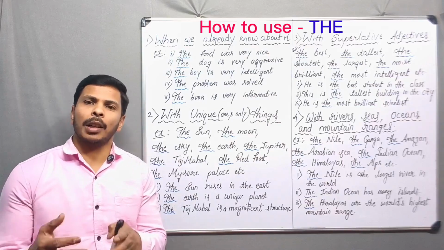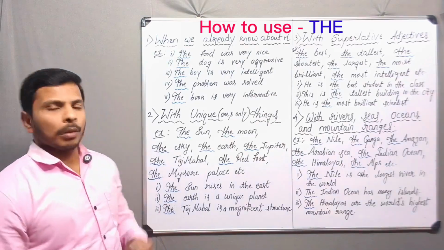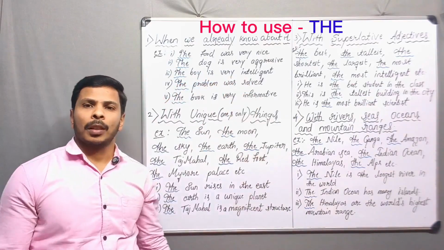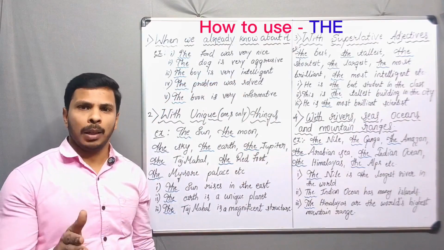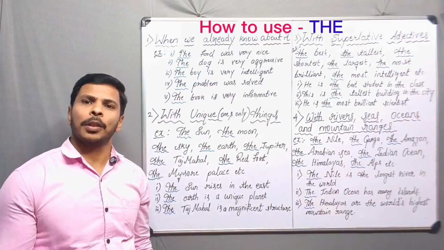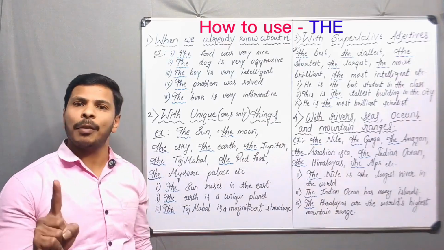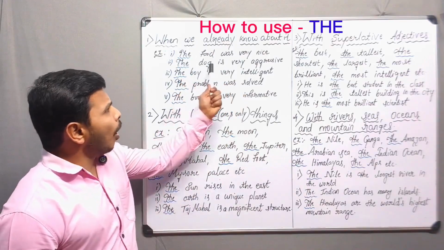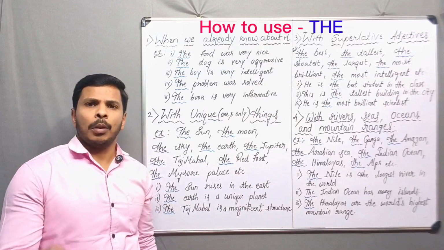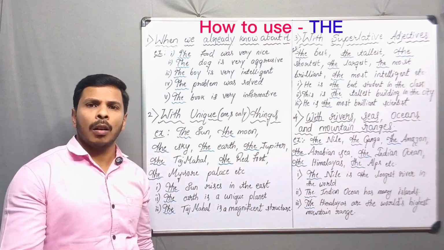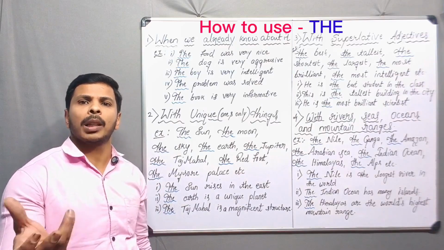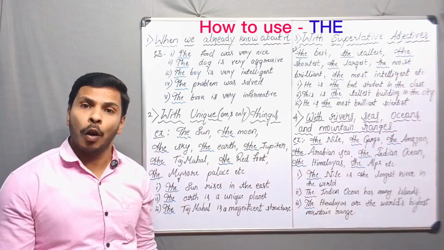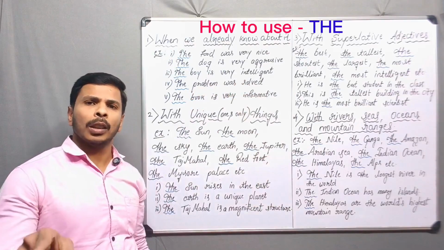very well, which you are already familiar with, we use "the". For example, the food was very nice. You just went to a restaurant, you had food there, you liked it, very delicious, you know about it. So that's why you do not say "a food", you say "the food", because you know that food. And next, the dog is very aggressive. You have seen a dog and you know that dog is very aggressive. Aggressive is nothing but attacking. You don't say "a dog is very aggressive", you say "the dog is very aggressive", because you know the dog very well.